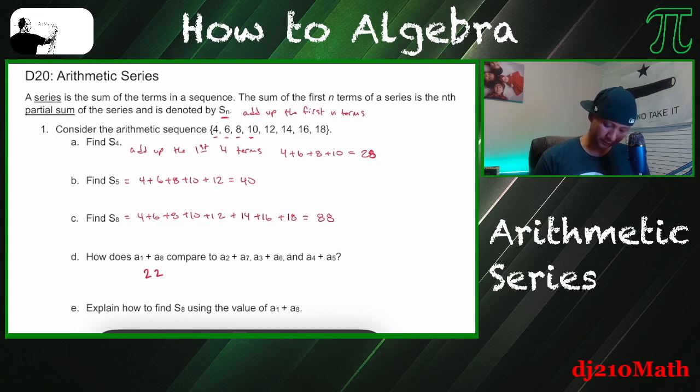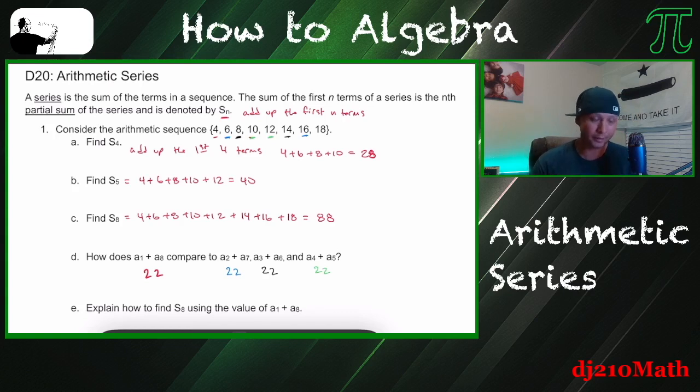So the second term and the seventh term, 6 and 16, it's also 22. The third term and the sixth term, 8 and 14, 22. And then the two middle terms, 10 and 12, oh, so 22. All right, so it's kind of a coincidence.